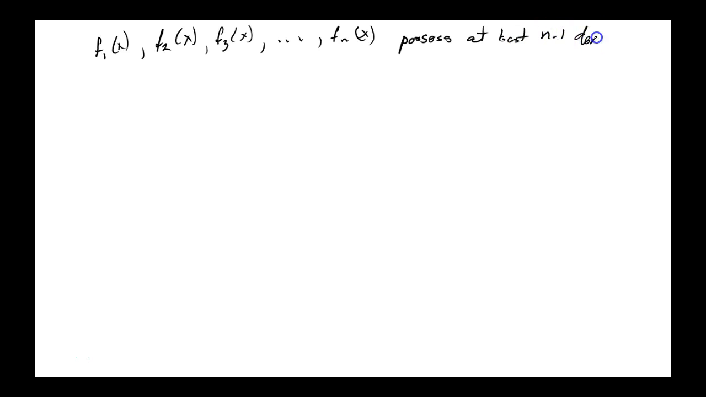But here's what he came up with. Suppose you have a set of functions, f1 of x, f2 of x, f3 of x, all the way up to and including f sub n of x, where n is some finite number. It could be 4, it could be 15, it could be whatever. Now, all of these have to possess at least n minus 1 derivatives. Must possess at least n minus 1 derivatives.